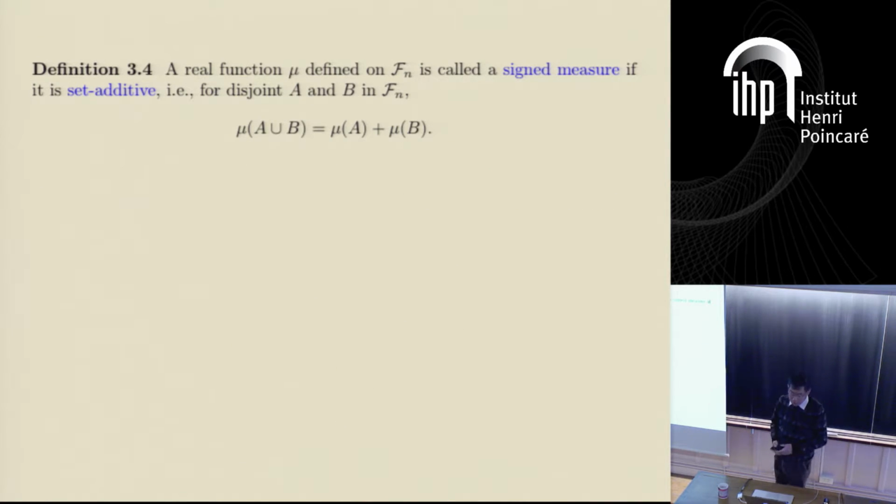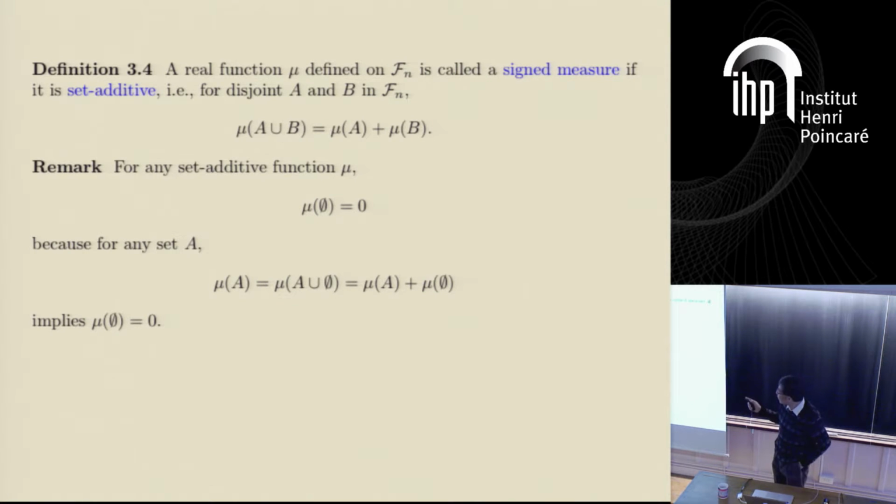A real function mu defined on Fn is called a signed measure if it is set additive. Signed measure means that it doesn't have to be non-negative. Some atoms can take negative values. Set additive means that for disjoint sets A and B in the field, mu of A union B is equal to mu A plus mu B.